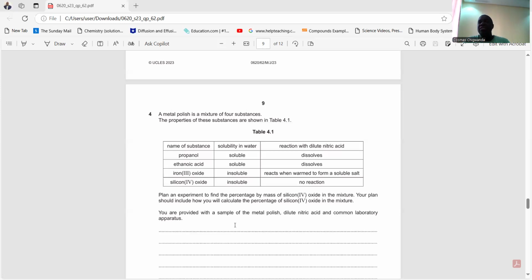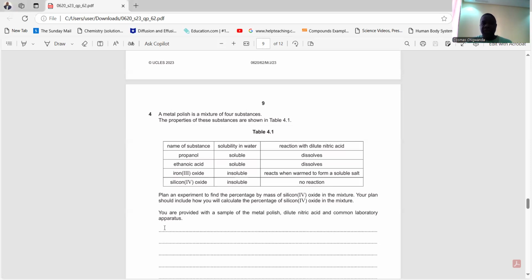Now this is an experiment, and you are planning an experiment. It's like you're going to write a recipe for someone who, if they follow your method stage by stage, will be in a position to repeat this experiment and get exactly the same results. So when answering this question, I would encourage students to give a stage by stage detailed explanation, not a generalized explanation. Because we want to find the percentage of silicon 4 oxide, we are not just supposed to take silicon 4 oxide. We are supposed to be very, very particular.